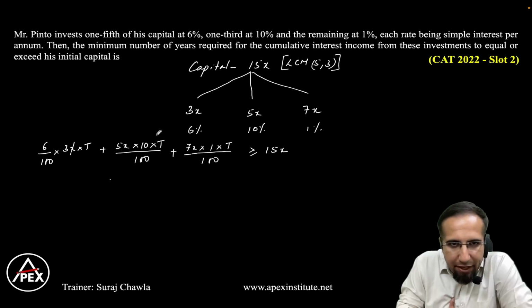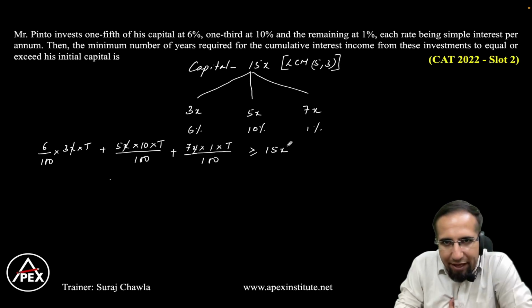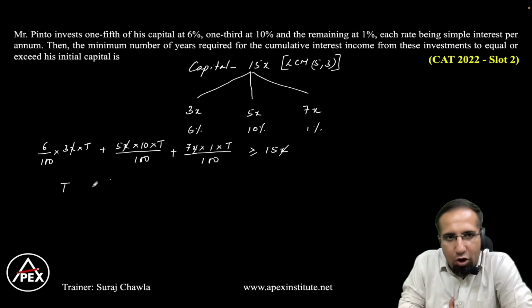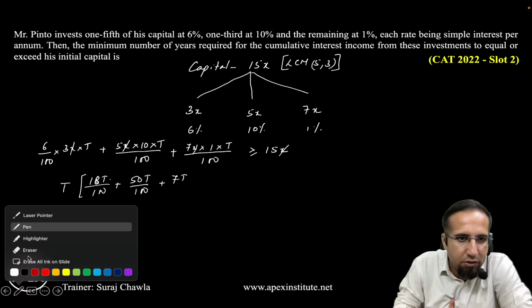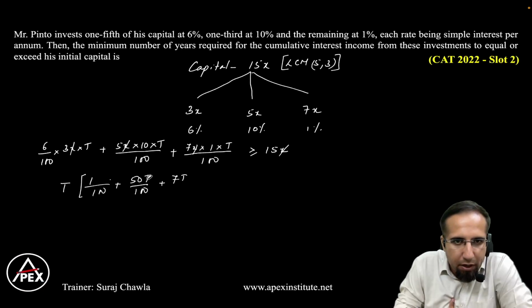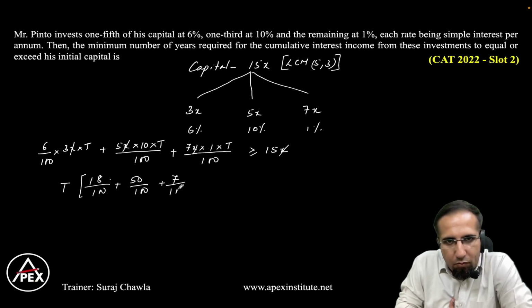So this x can be taken common. So x from the left hand side will get cancelled from the right hand side. We can take a t common here. So what do we get here? We get 6t by 100, sorry, 6 into 3, that is 18t by 100, plus this will give me 50t by 100, plus this will give me 7t by 100. So t is again common. This is 18 by 100, 50 by 100, and 7 by 100, with t already taken common.